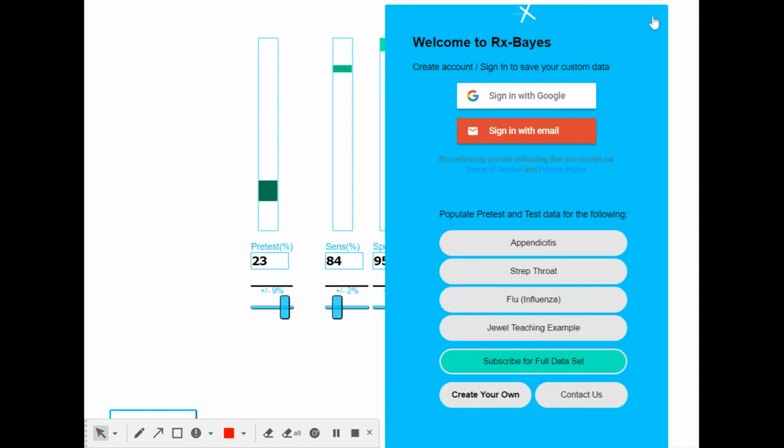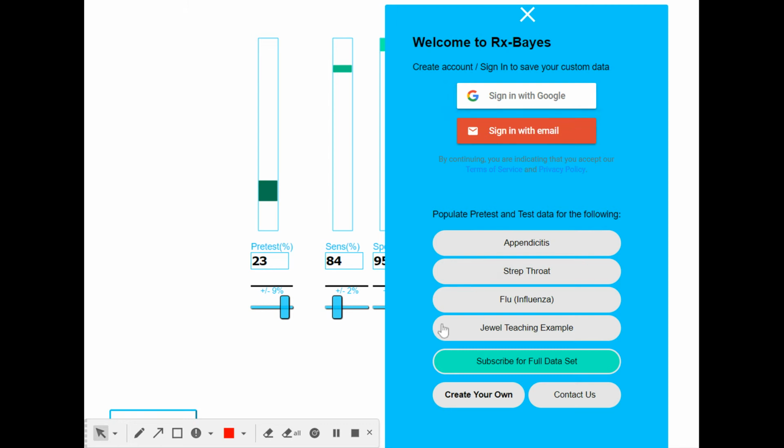A few additional features: you can create an account, and by doing so, you can actually create your own data and have that saved in the database, which will then be accessible in this list. It'll show up in this list here along with all the other examples, and will be accessible from any device.